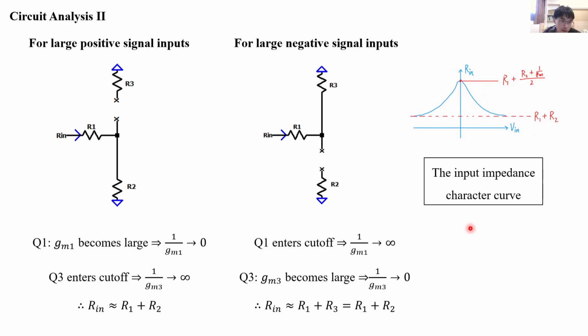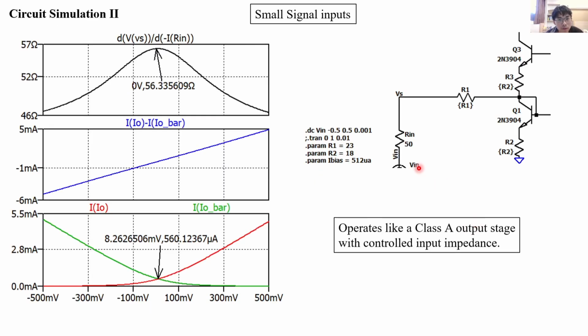So let's check the simulation. For small signal input, the input impedance curve looks like this, and the I bias is not at Vin equals 0 volts. The circuit operates like a class A output, but its input impedance can be controlled.